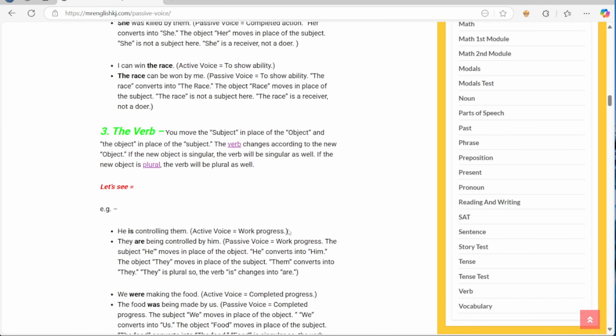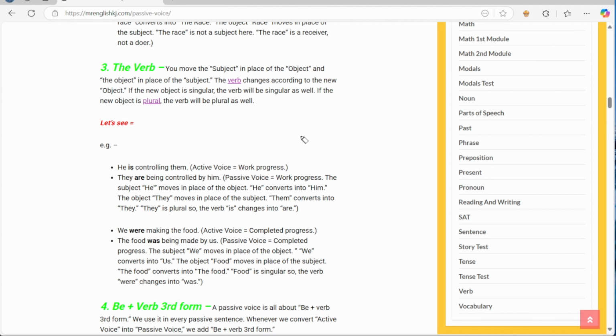Okay. The verb. This is the important one. The verb showing be plus verb third form. This is the key in passive voice. Be plus verb third form. First thing we do, the subject at the end becomes an object and we add by. That is the first step. Second step, the object moves forward, it becomes or acts as the subject. Third step, be plus verb third form. Whatever the rule is, we add be plus verb third form.